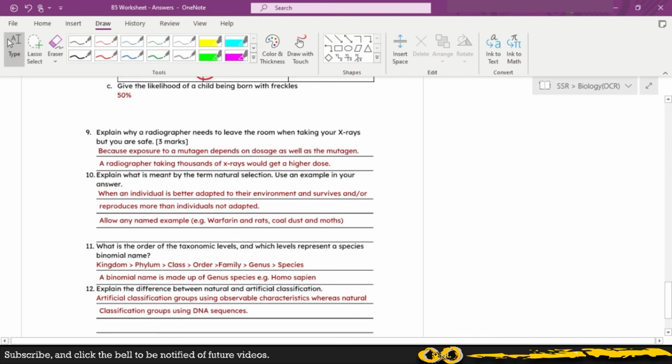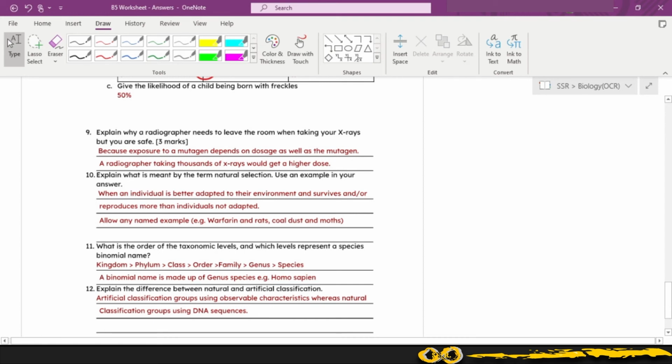It's a 50% chance. Now remember that if the couple has 4 children, that doesn't mean there will be 2 with freckles and 2 without. They could have all 4 with or all 4 without. It is a probability, not a guarantee when you're doing these squares. Just based on the random genetic cross, that's what the person may or may not have.